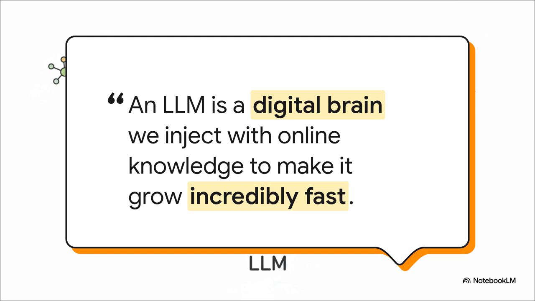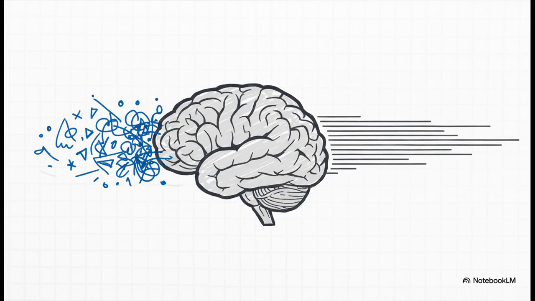This quote just hits the nail on the head. An LLM is a digital brain, but it's one that we can basically inject with almost all the knowledge available online. And the crazy part is, it makes it grow incredibly fast. We're not talking about learning over a human lifetime here. We're talking about learning at the speed of the internet. So to boil it all down, the LLM is our foundation. It's this powerful digital brain that's been trained to understand patterns in language and then generate new human-like text. It can read, it can write, it can summarize, all on a massive, massive scale.